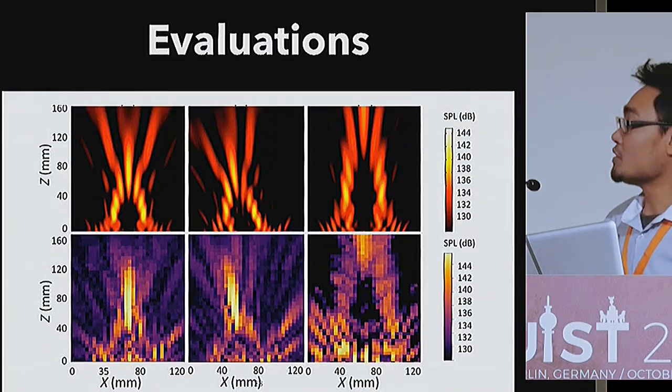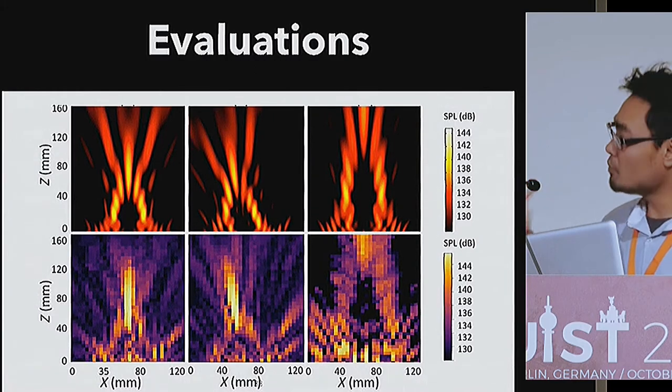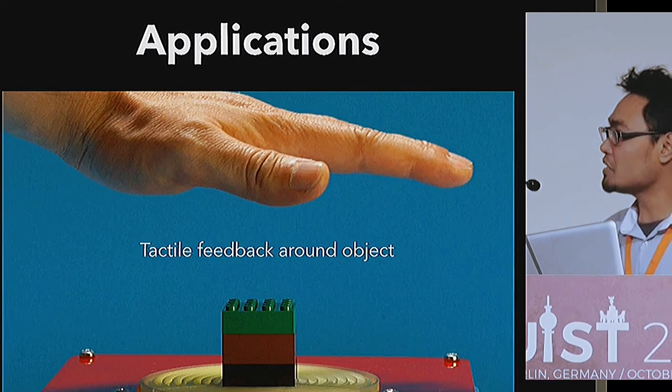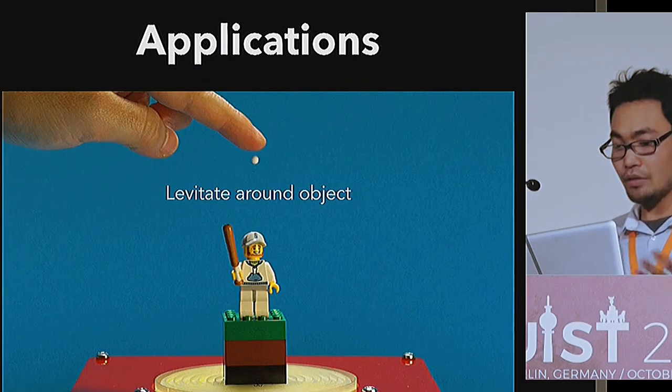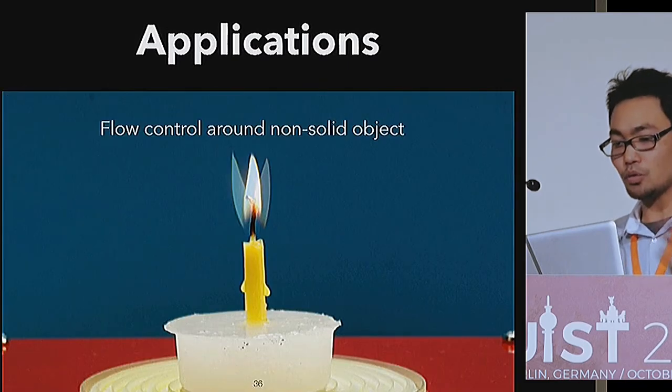Then we do some evaluations. This is the field. At the top is a simulation, and at the bottom is a measurement, and it's a good correlation. So the applications are, as you've seen in the video, tactile feedback around an object, levitating an object, levitating around the object, and also controlling flows.